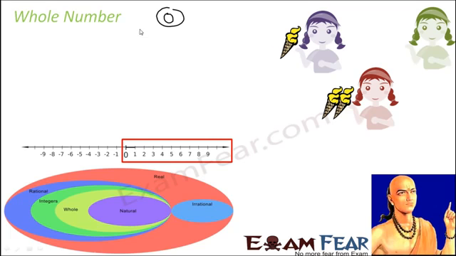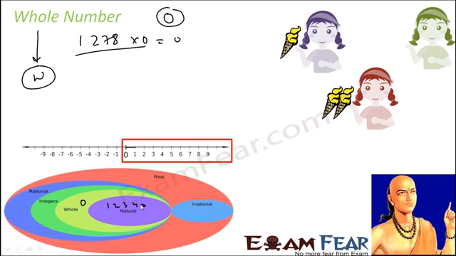A very powerful number. Suppose you have the number 1, 2, 7, 8. You multiply it with 0, you get 0. Anything you multiply with 0 becomes 0. This whole number is denoted by W. So whole numbers are all the natural numbers plus 0. Right? So that is whole number.